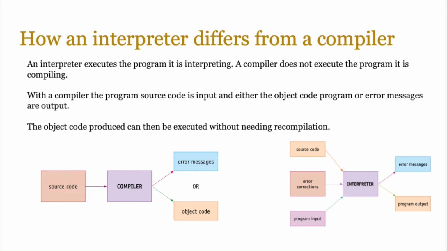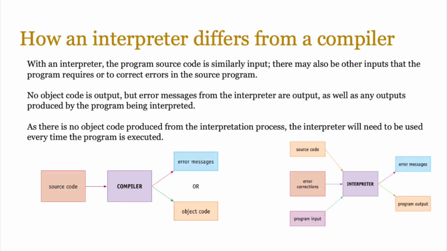Now on screen you've got two diagrams. One shows you how a compiler uses source code. So it takes the source code, it either gives you error messages or the object code. You do not execute any source code statement here. The object code is executed.